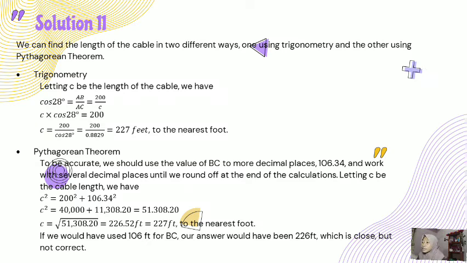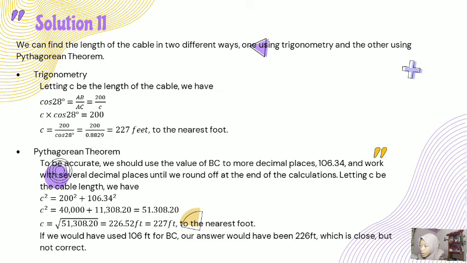And the Pythagorean theorem. To be accurate, we should use the value of BC to more decimal places, 106.34, and work with several decimal places until we round off at the end of the calculation. Letting C be the cable length, we have C squared equals 200 squared plus 106.34 squared.